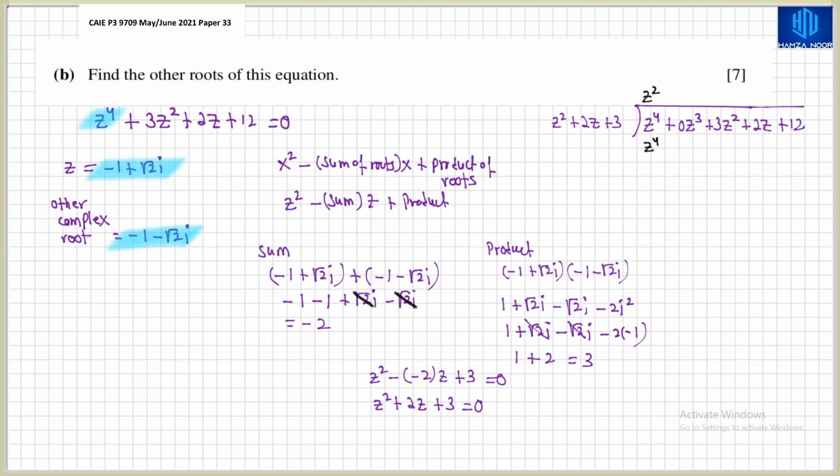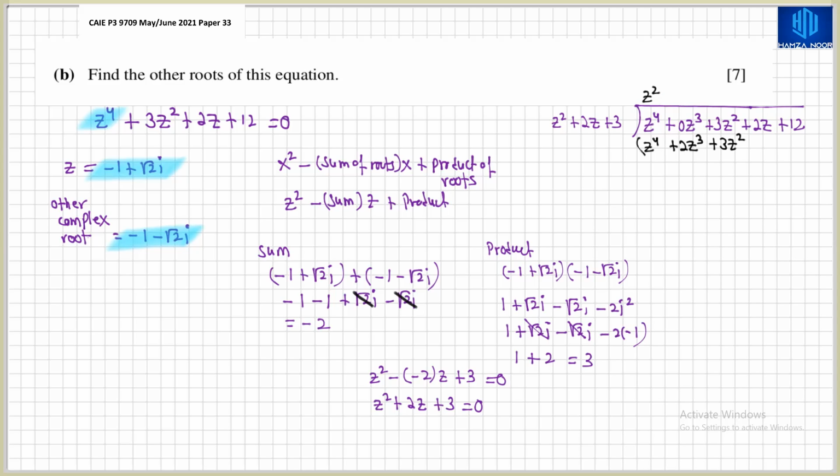So z raised to the power 4 comes exactly underneath z raised to the power 4. And then z square into 2z will give you 2z cube, so 2z cube over here, and then z square into 3 will give us 3z square. All right. But right now, as we can see, elimination is not happening.